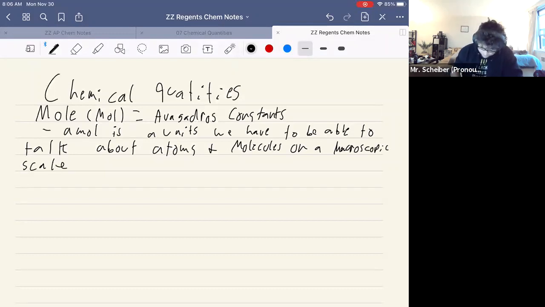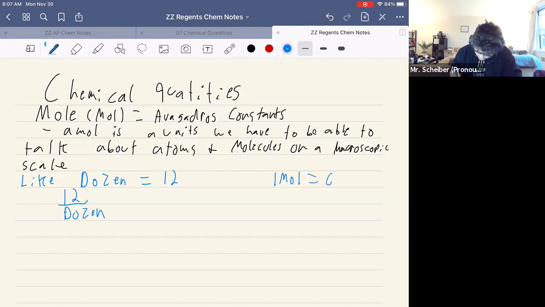And of course, we also remember that a mole has a number to it. So, like the unit of a dozen, which is equal to 12, or we can say that there are 12 per dozen, right? We also have a mole, 1 mole equals 6.02 times 10 to the 23rd, or we can say that there are 6.02 times 10 to the 23rd per mole.